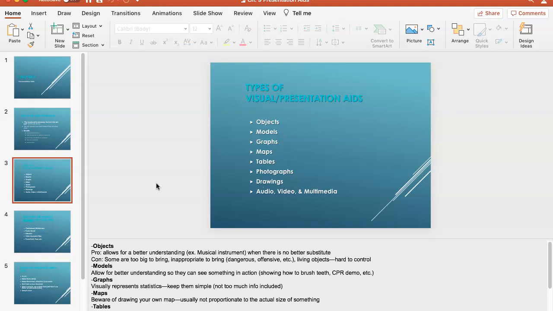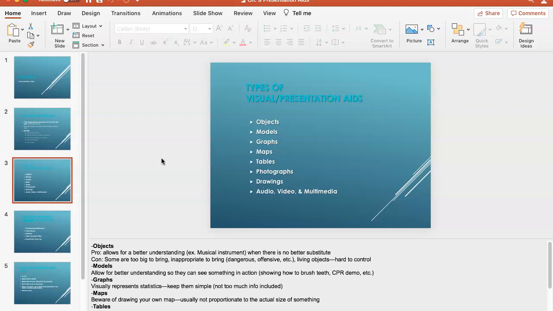Models allow for better understanding so they can see something in action. I always think about when I was little and you go to the dentist and they have those big fake teeth and that huge toothbrush, and they show you how to brush your teeth. That can be really helpful. Or like it says below in the notes, a CPR demonstration. I wish I had time to put the scene from The Office when they're doing the CPR. Anyway, if you haven't seen it, don't worry about it. If you know, you know.